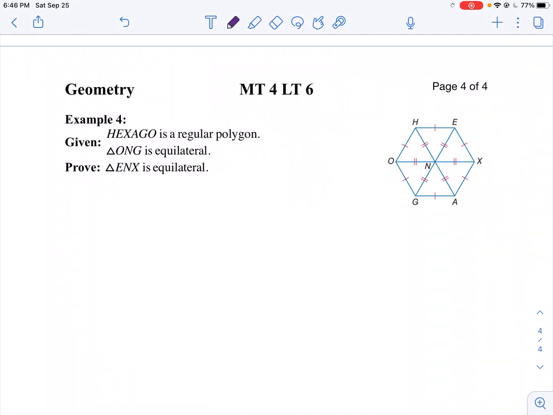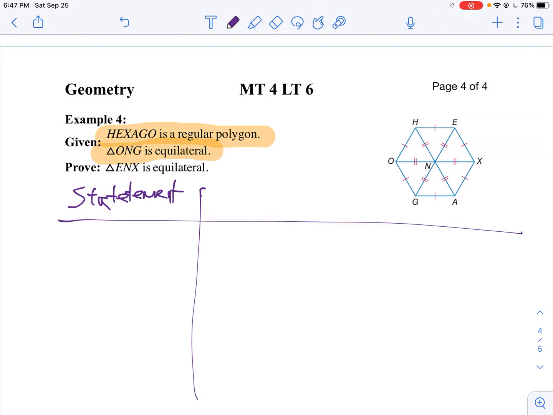Let's do a proof with equilateral triangles and isosceles triangles. Here we have a couple givens. We're told HEXAGO is a regular polygon, and we know triangle ONG is equilateral. So I'm going to start with my two givens. If I look ahead, I want to prove triangle ENX is equilateral.